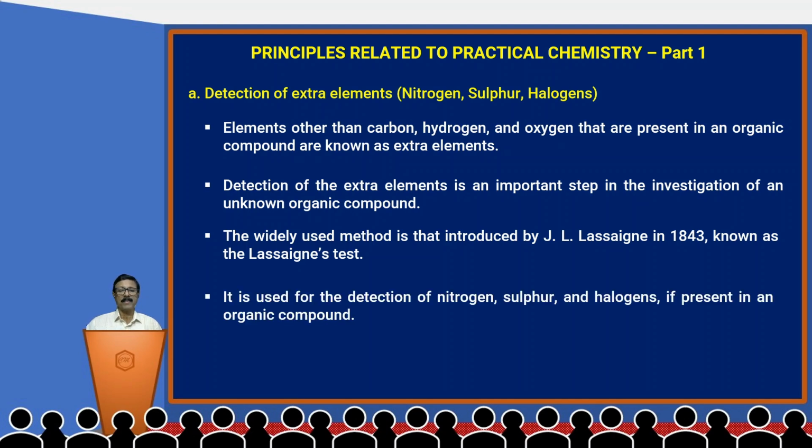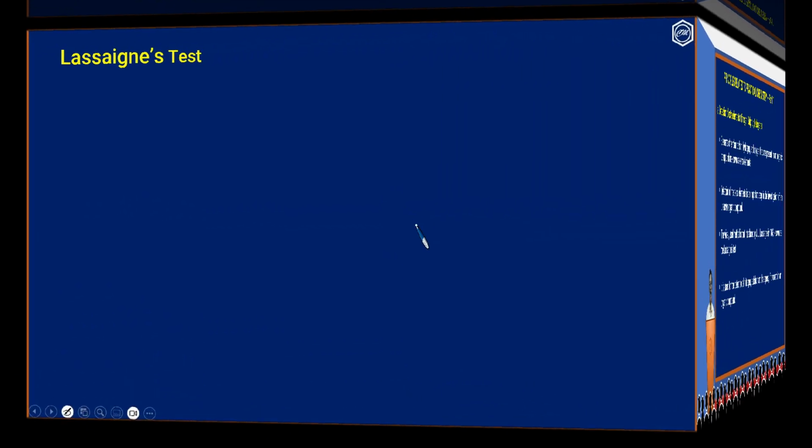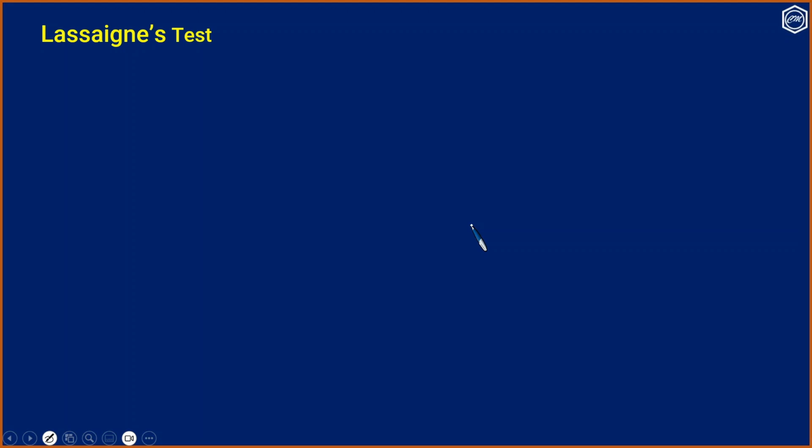This conversion may be accomplished by several methods, but the best procedure is to fuse the organic compound with metallic sodium. The method was introduced by J.N. Lassaigne in 1843 and is known as Lassaigne's test. Let us see how Lassaigne's test is conducted.